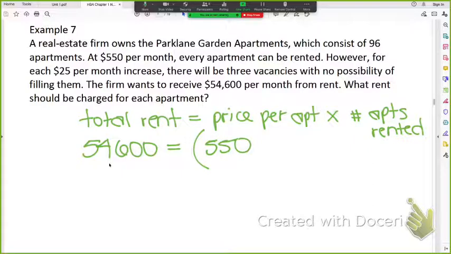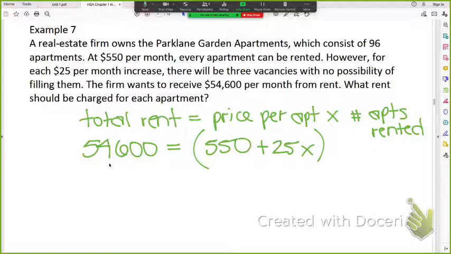What else did they tell us about the price per apartment? You can increase it $25 per apartment rented. Do we know exactly how many we're renting out? You can do up to 96, but we're not sure of all of them. So we're going to set it up as 25 per apartment. We'll call that X. You are going to multiply that by the number of apartments rented.